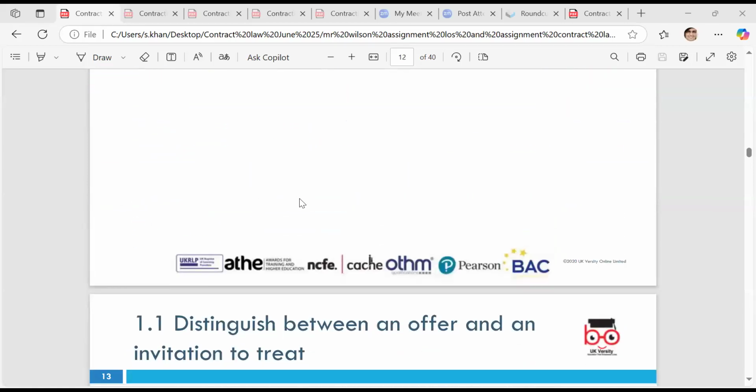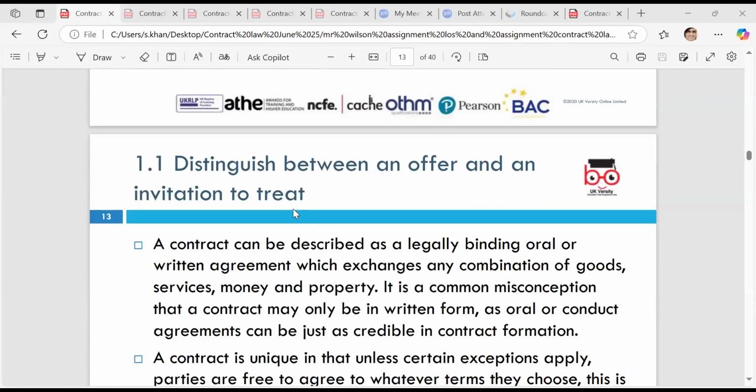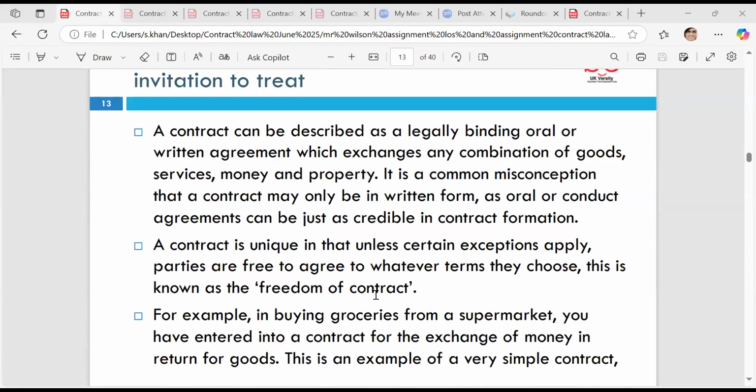The video there you can look at in your own time. Distinguish between an offer and an invitation to treat. An offer is a clear proposal to enter into a legally binding contract, while an invitation to treat is a preliminary step in negotiations, inviting others to make an offer. An offer can be accepted to create a contract, but an invitation to treat cannot be. There are cases like Carlill and the smoke ball.